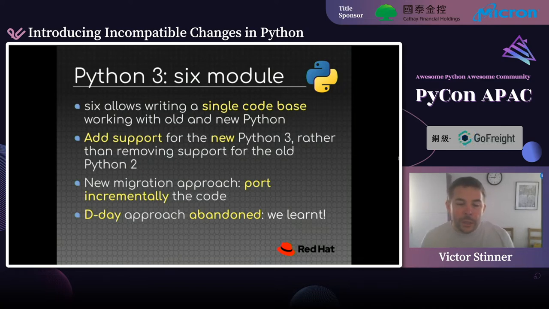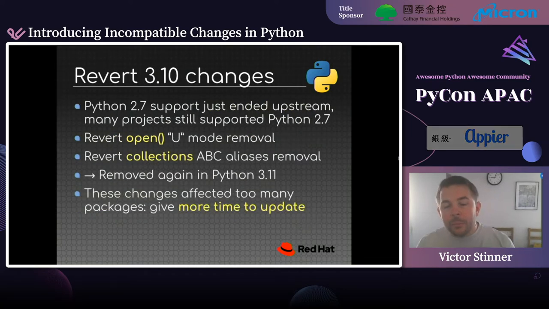And in short, the 2-to-3 approach was abandoned because it didn't work. It was just too complicated to implement. So the good news is that we learned from it, and we try another way to introduce incompatible changes in Python. So two years ago, we also did something new. We reverted some incompatible changes in Python 3.10.